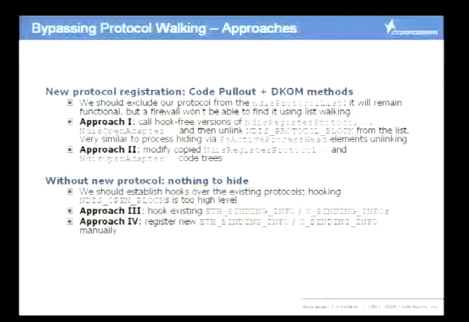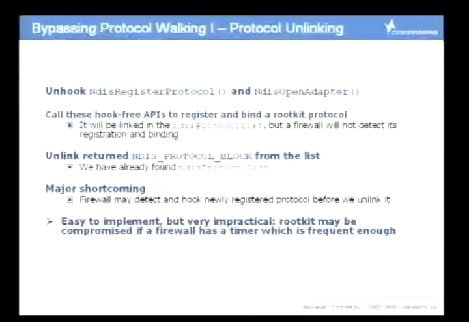The first two approaches use code pullout and some kind of direct kernel object manipulation methods. And the other two will not use any protocol registration. They will just hook existing ETH binding info or register a new ETH binding info structures manually. The first approach is about protocol unlinking after the registration has succeeded.